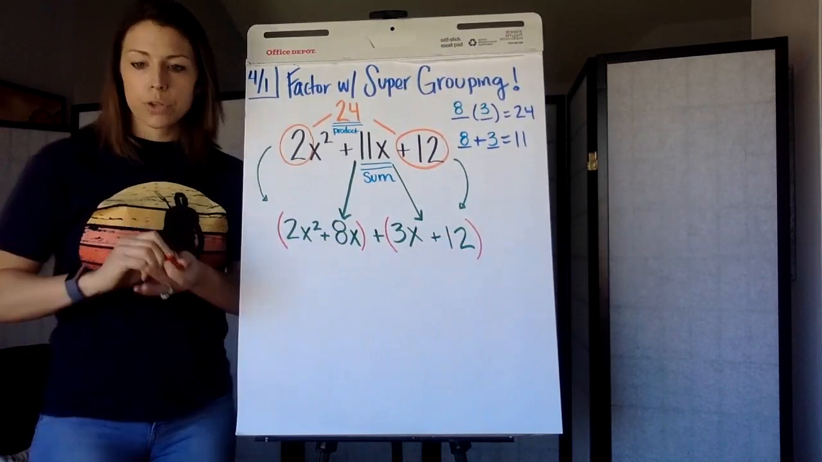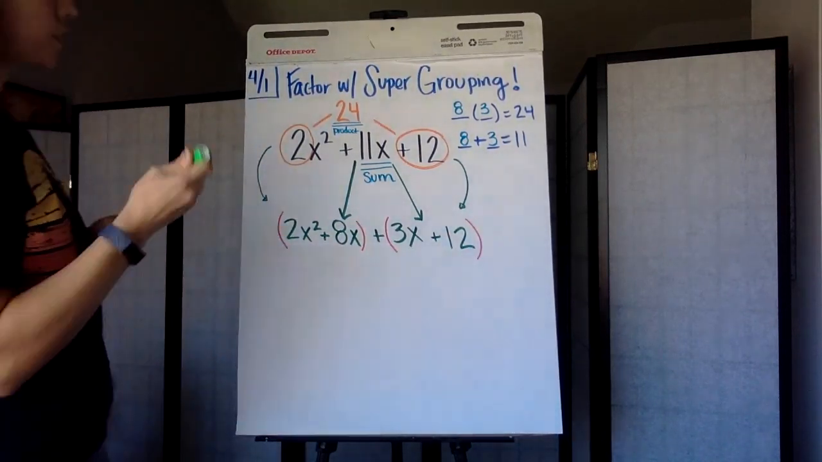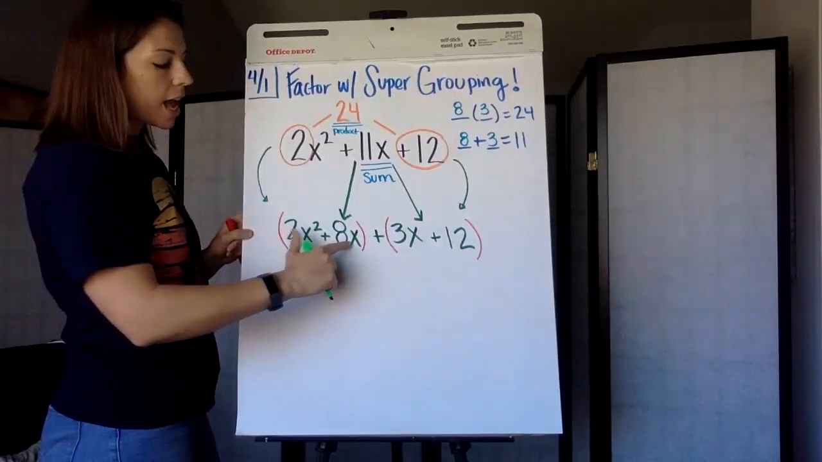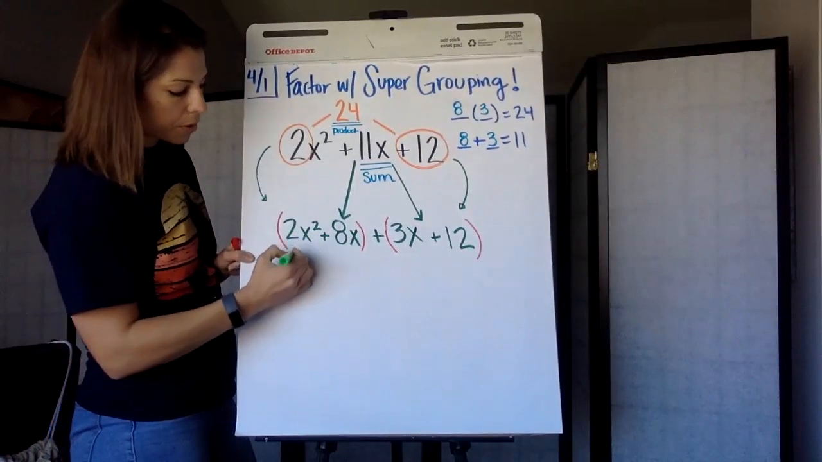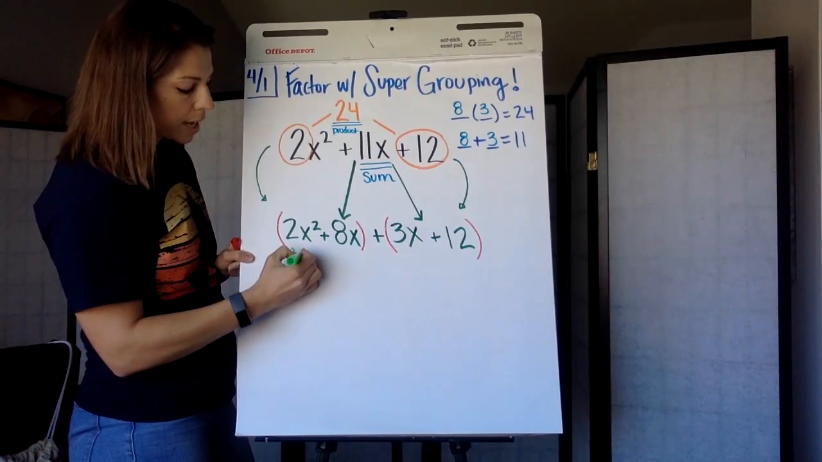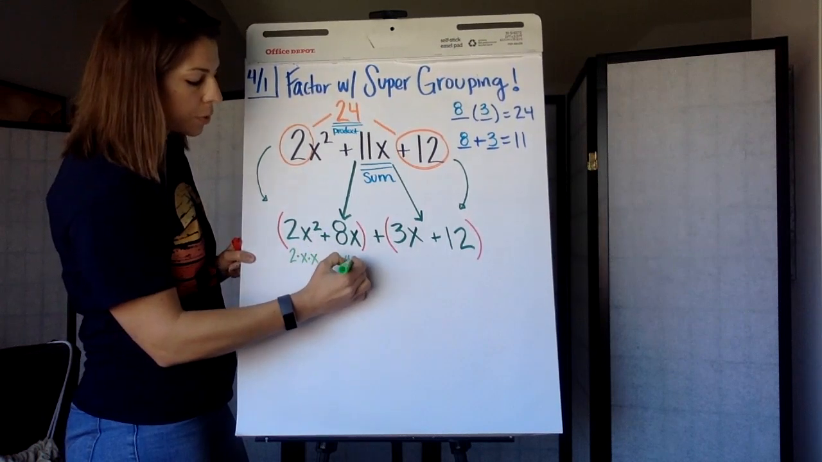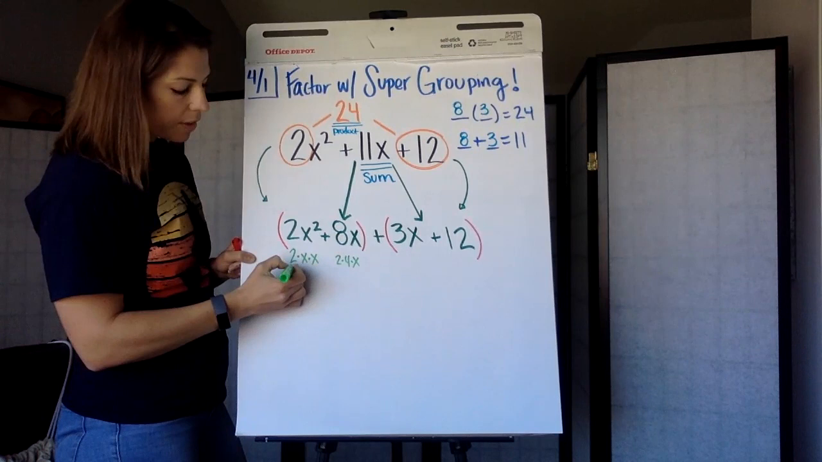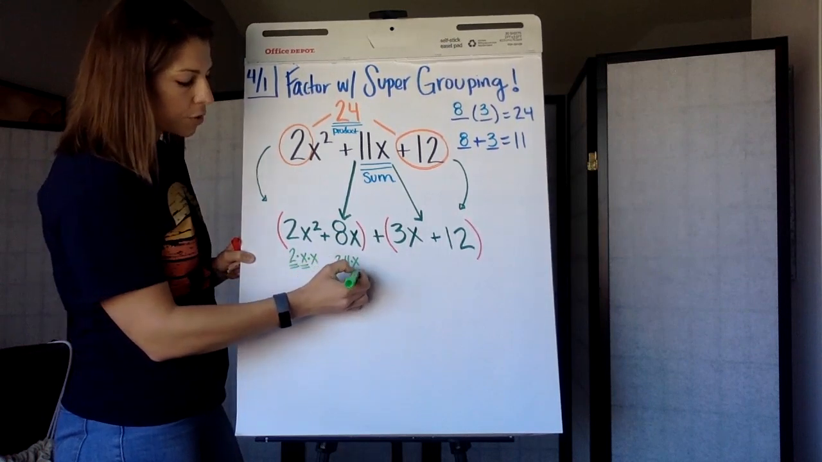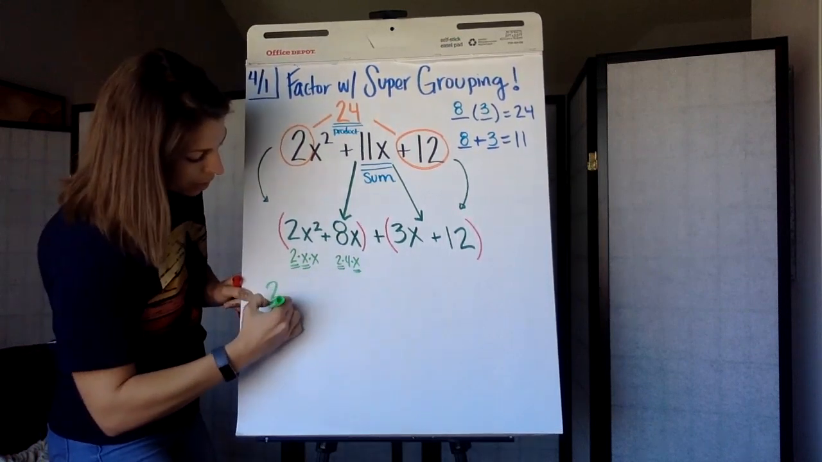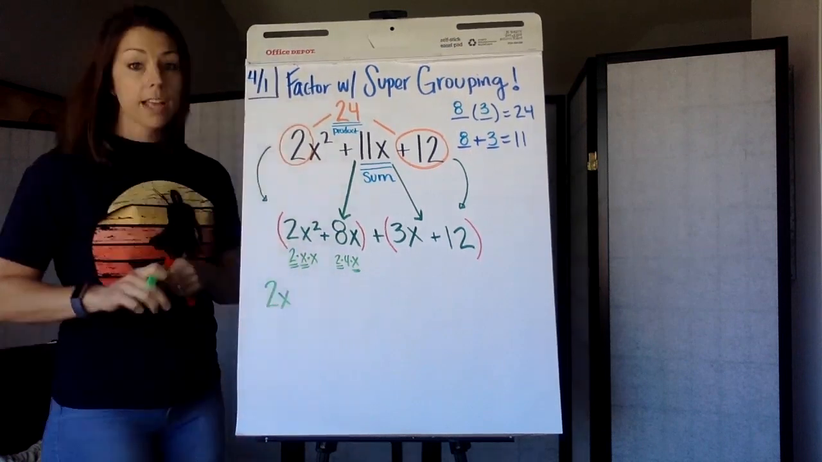Ta-da! Step 2, find the GCF. So of 2x squared and 8x, I know 2 goes into both. So this is 2 times x, and this is 2 times 4 times x. What do they have in common? They have a 2x in common. So that goes out in front, 2x.